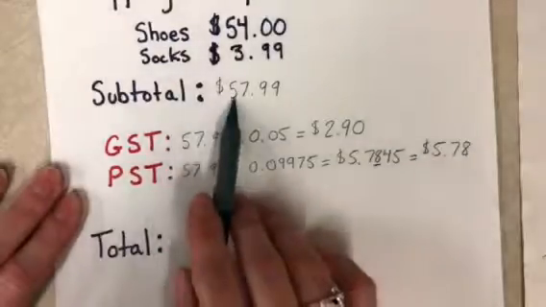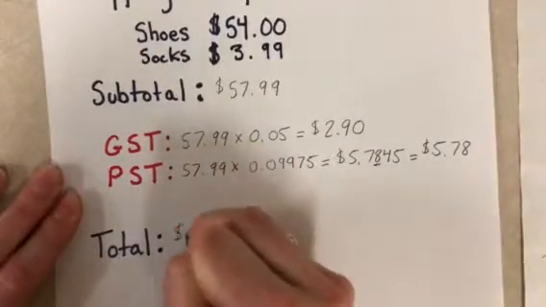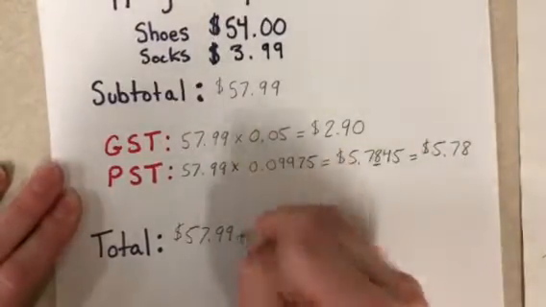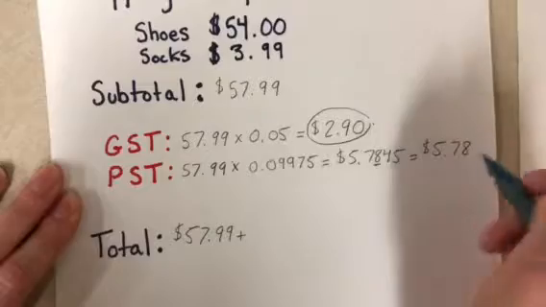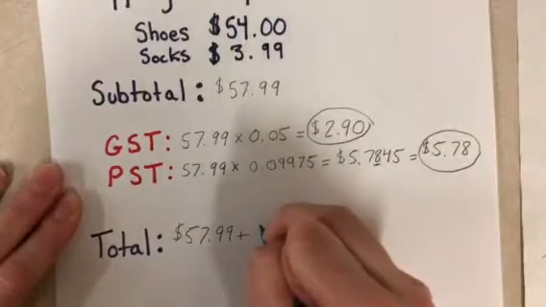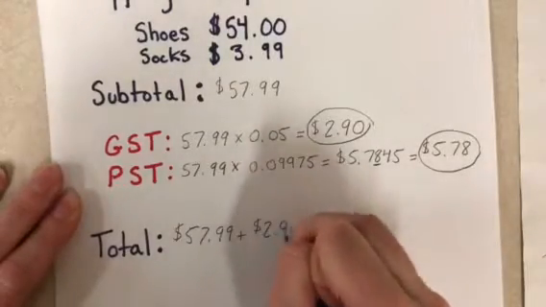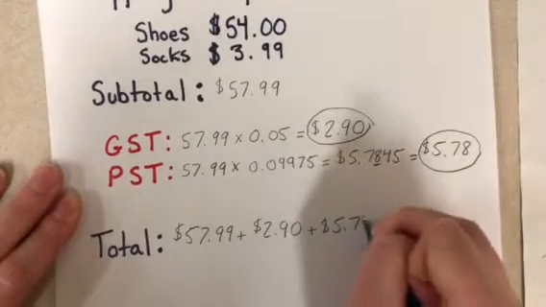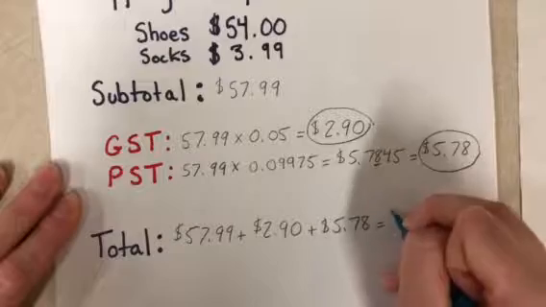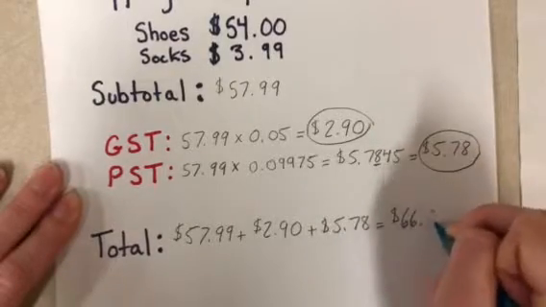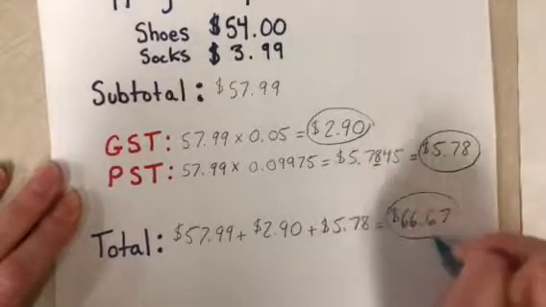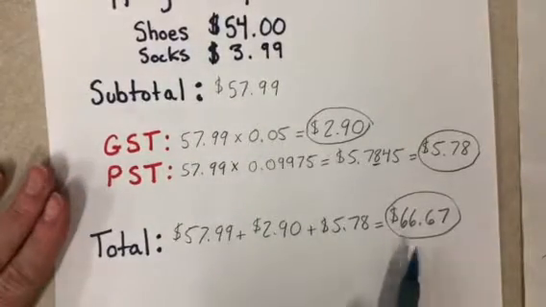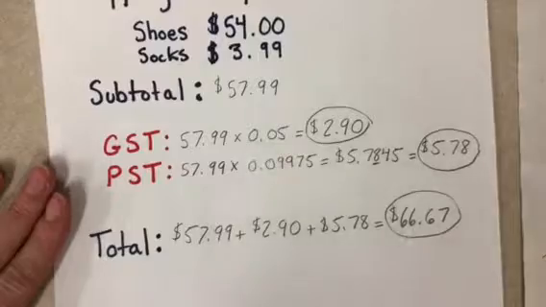So you're going to take your subtotal, which in this case is 57.99, and you will add on the GST and the PST to that subtotal. And therefore, our total cost will be $66.67.